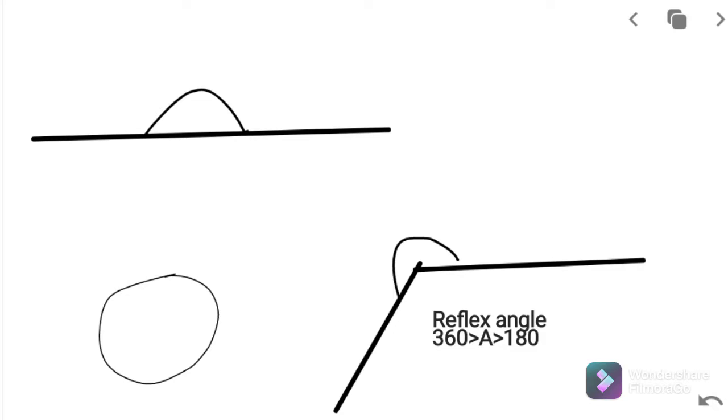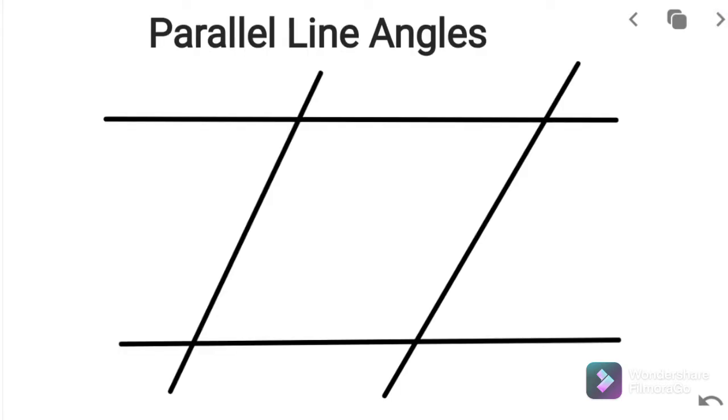So the reflex angle is just a little bit greater than 180 degrees. So you can say it's from 180 point something degrees to 359 point something degrees. The reflex angle is greater than 180 degrees, but less than 360 degrees. Now, besides the basic ones, there are angles that are formed by parallel lines. I like to call them parallel line angles. So I've drawn something like that here.